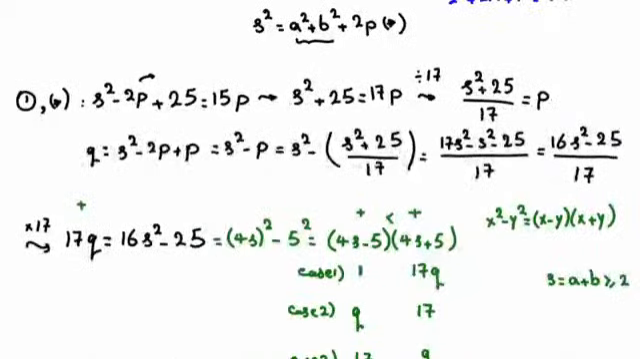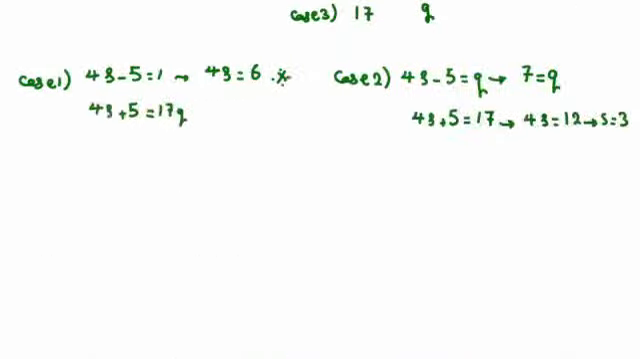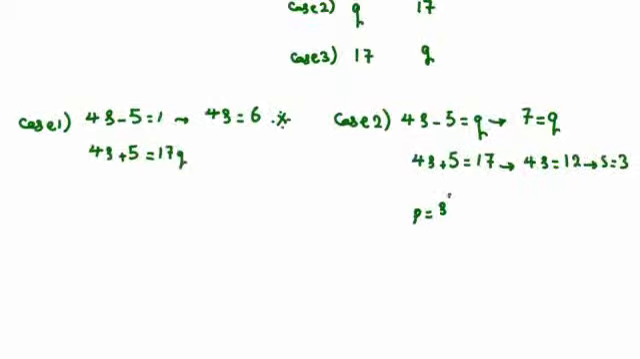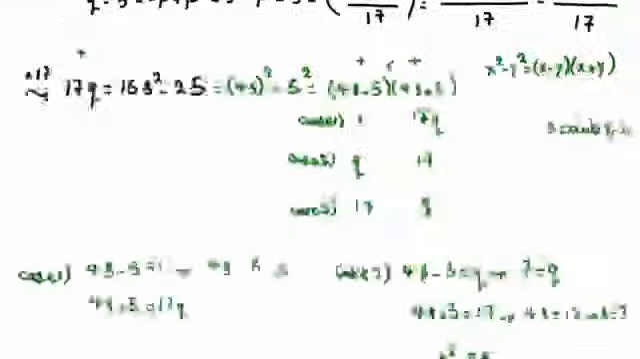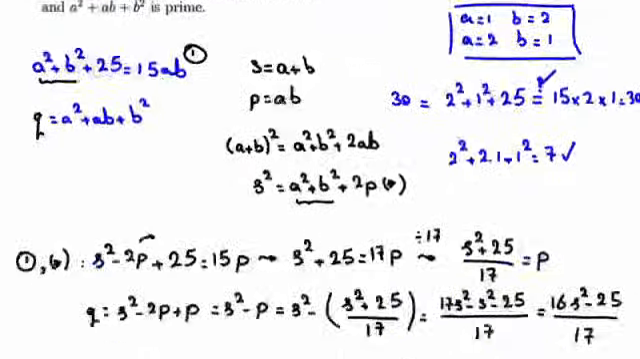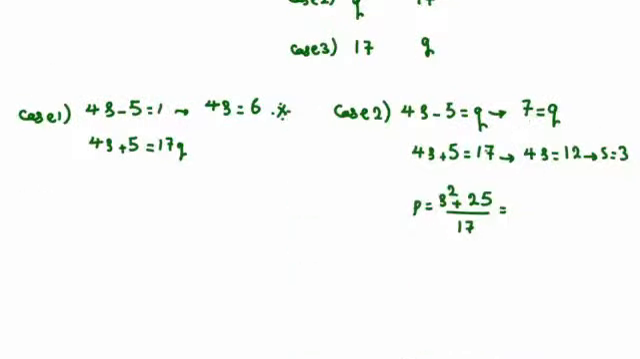Also, we knew that p, the product, is (s squared plus 25) over 17. I guess we will reach again a1, b2, a2, b1. Why? Because q is 7, and in that case, the prime number was also 7. So p, the product: s squared is 9, plus 25, because s is 3. 25 plus 9 is 34, over 17, so p is 2, the product.